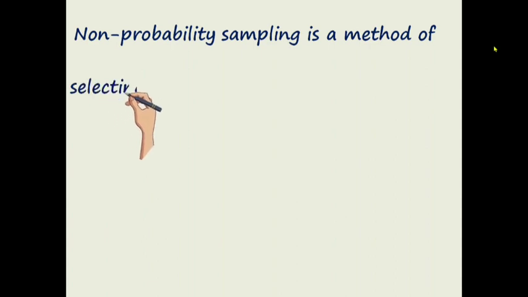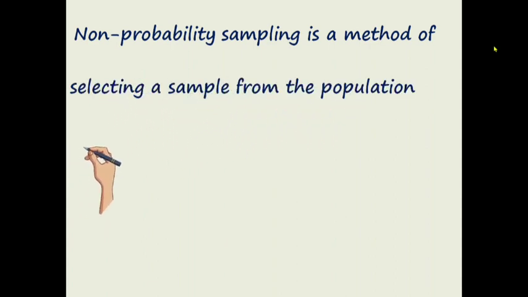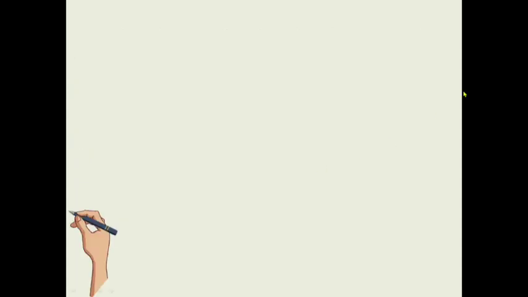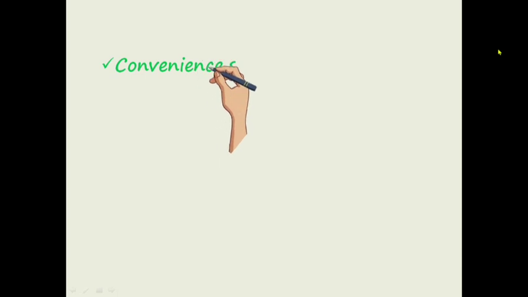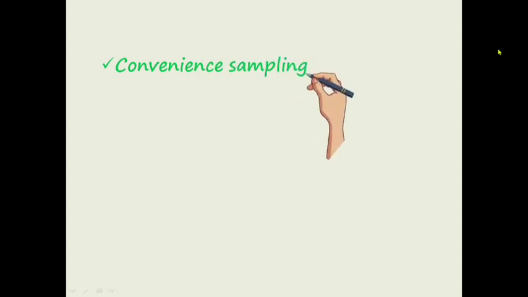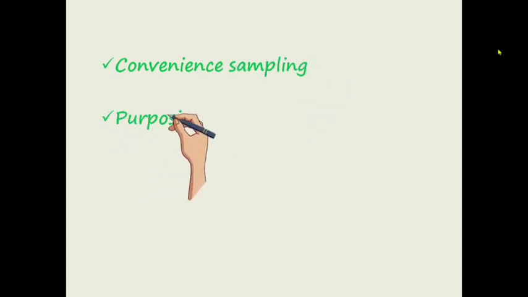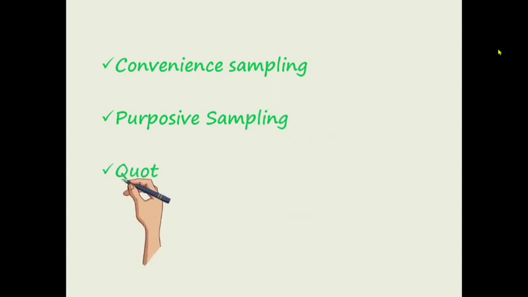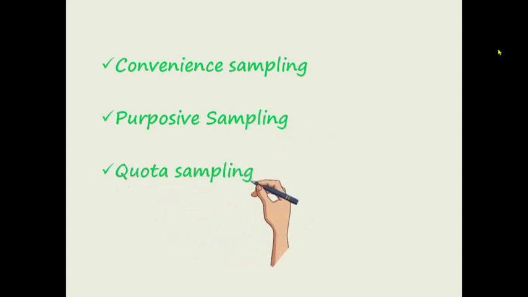Non-probability sampling is a method of selecting a sample from the population using a non-random method. Examples of non-probability sampling methods include convenience sampling, purposive sampling, quota sampling, snowball sampling.